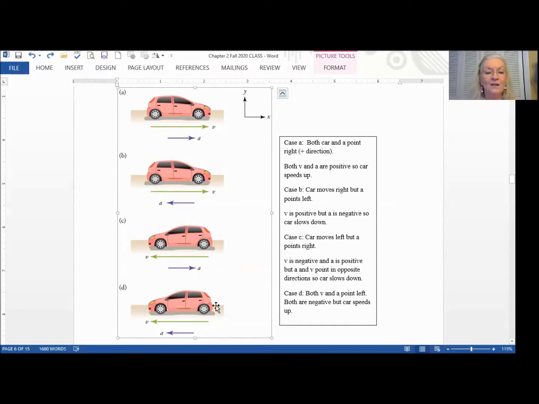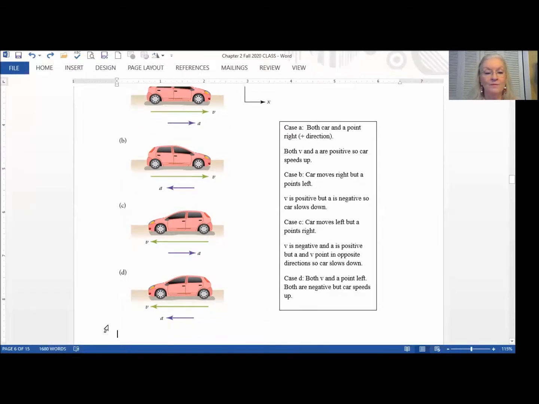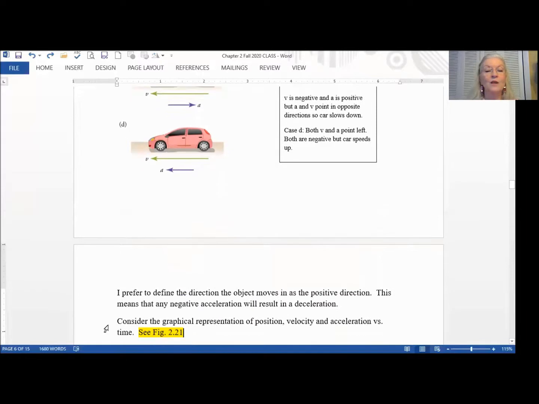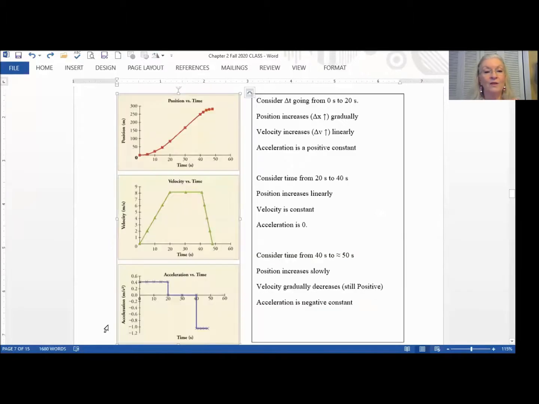And then in the last diagram, we've got the car and the velocity going in the same direction as the acceleration. And you can see there's a little descriptive box out to the side that describes all four cases in a little more detail to try to help you out. So you can have a positive velocity and a negative acceleration, or vice versa as you go along.